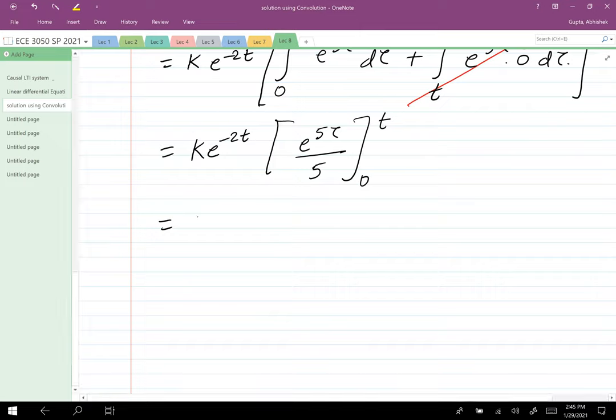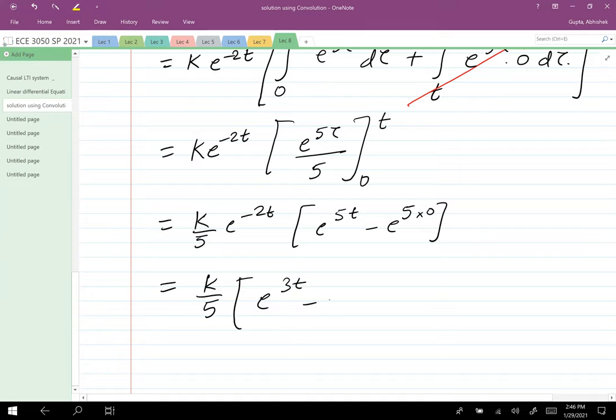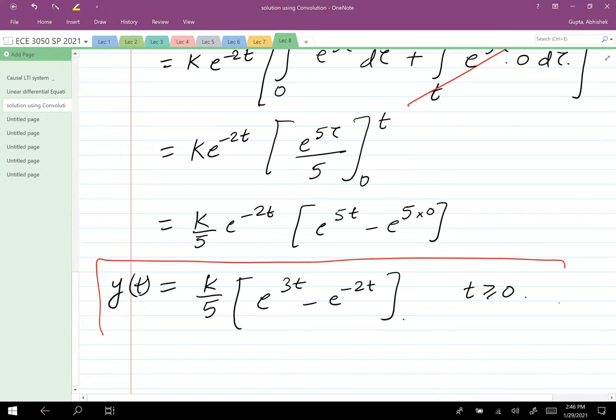Okay. So I have k over 5 e raised to minus 2t times e raised to 5t minus e raised to 5 multiplied by 0. And that gives me k over 5 times e raised to 3t minus e raised to minus 2t. So I have the solution for t greater than or equal to 0. So I did the impossible thing of computing the solution using the convolution function.